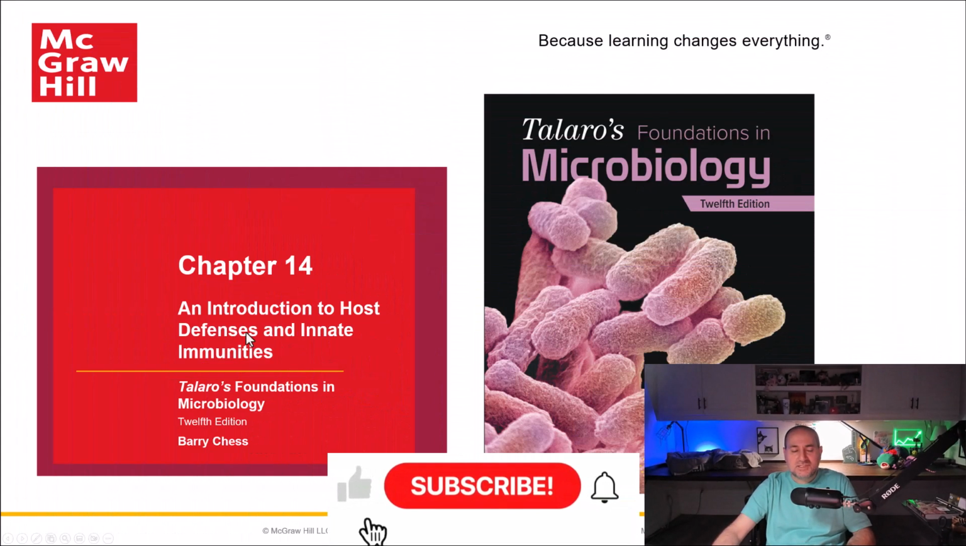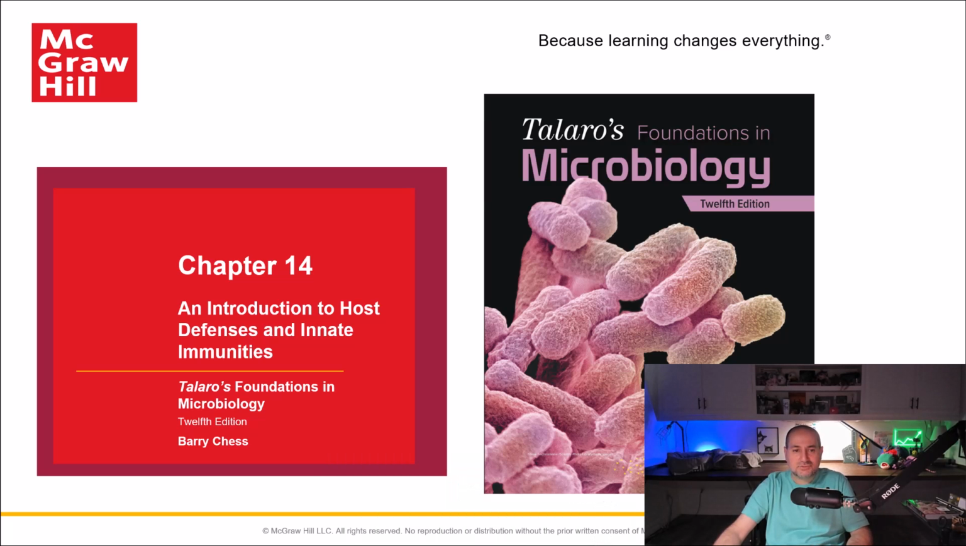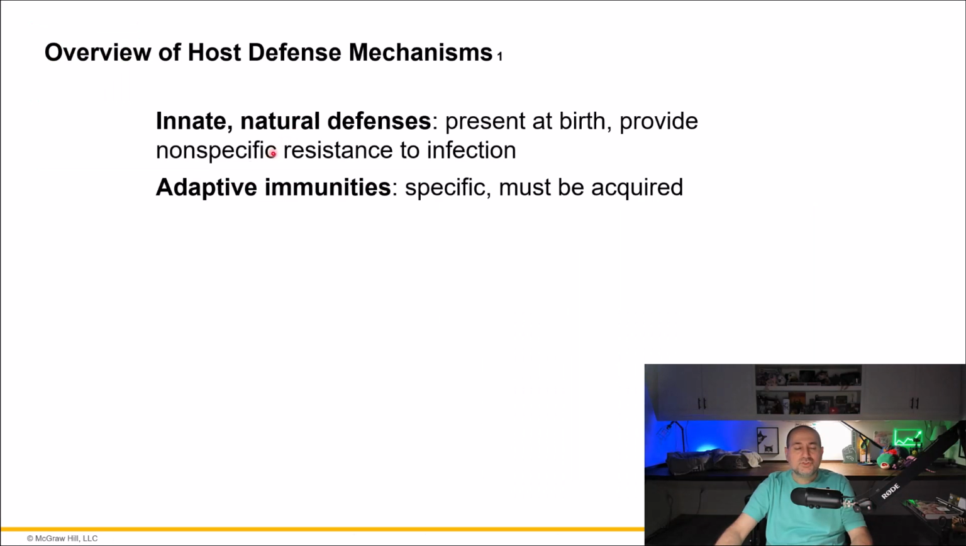All right, let's get started with chapter 14. Remember, this chapter covers the branch of the immune system called the innate or natural immunity. Obviously, you should know the difference between innate immunity and adaptive immunity. You should know that innate immunity is present at birth. It provides non-specific resistance. It doesn't form a memory. Whereas adaptive immunity is specific and it must be acquired and it does form a memory.